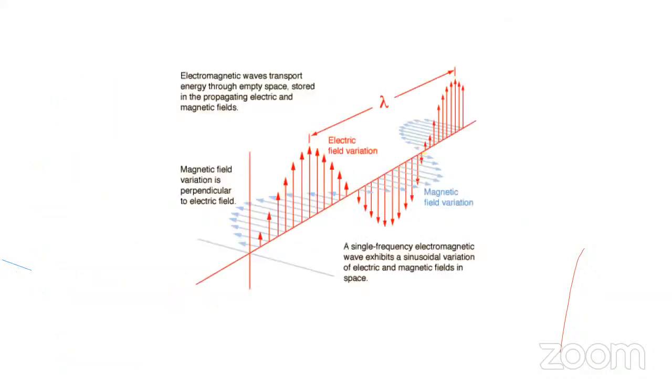So the very basic aspect of electromagnetic radiation is that it transports energy through empty space, through propagating electric and magnetic fields, which vary with each other and are perpendicular to each other, and it goes up and it goes down. It exhibits a sinusoidal variation of electric and magnetic field, and the distance between the two peaks is your wavelength.